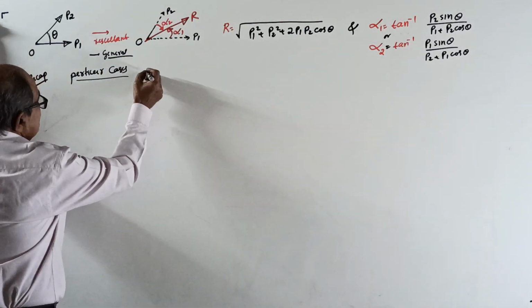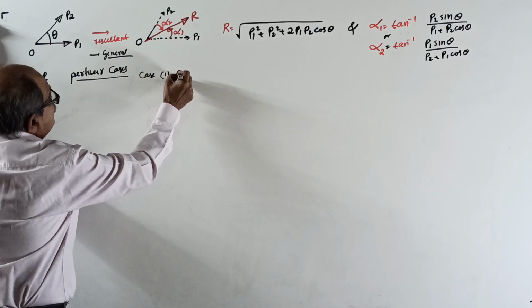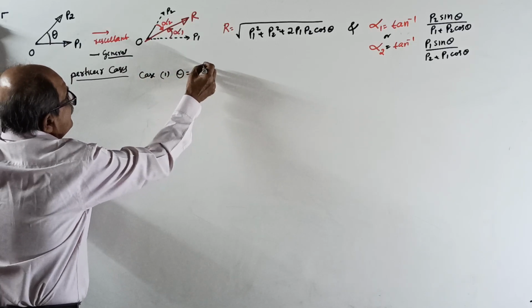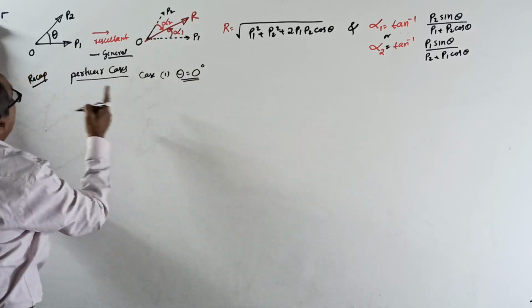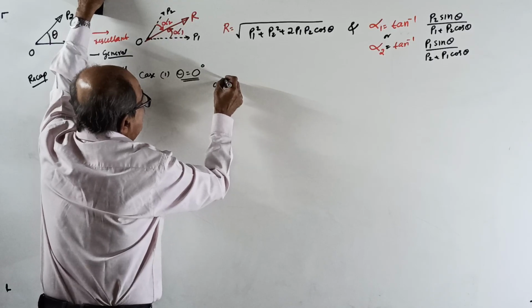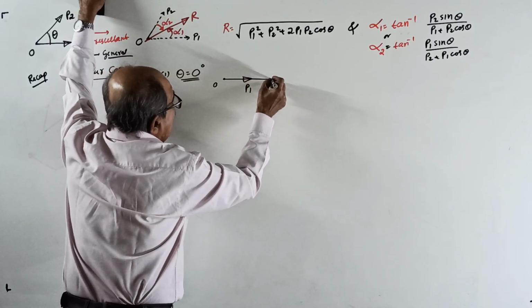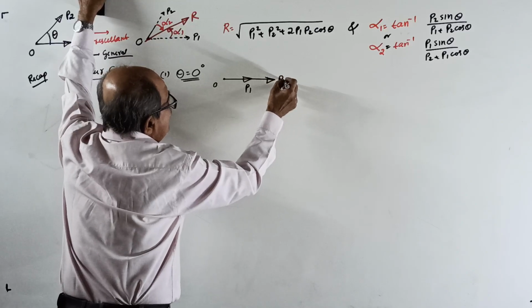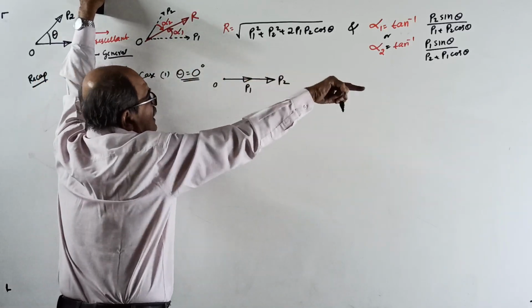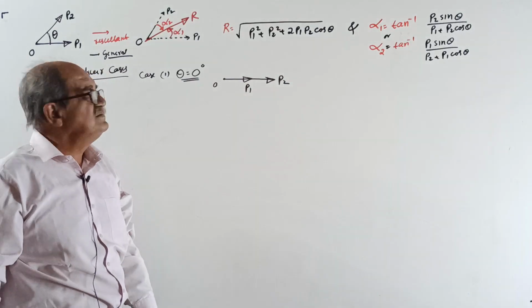Okay. Particular cases. So case 1 I will write. Case 1. Suppose theta equal to 0 degrees. See, 0 degrees means what? From the point O, if P1 is like this, P2 also is the same way. See, both are going in the same direction. Anyone is bigger, anyone is smaller, hardly matters.